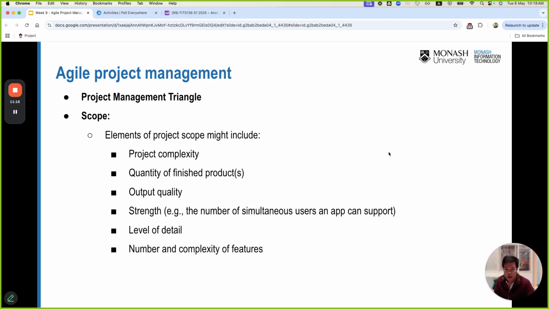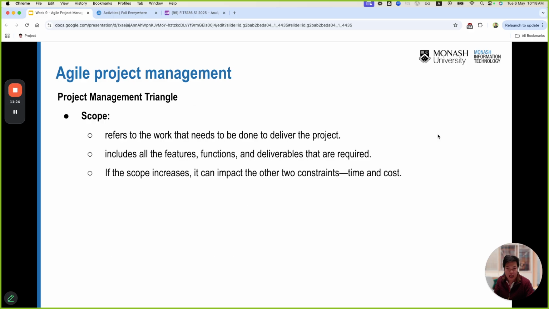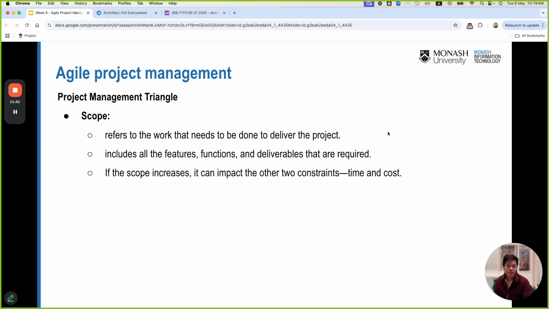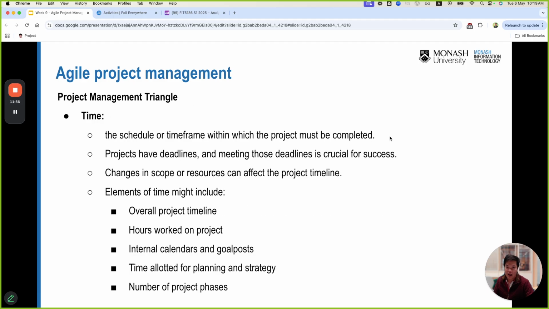And when we think about the scope of the project, it's not just how many features we need to implement. There are other elements we need to consider as well, including the complexity of the tasks, the quantity of the products, the output quality, and the levels of detail. It's not just that we implement only one feature, but that feature is extremely big, involving like 1,000 lines of code, and that means the scope is quite big. It's not just one feature, it's a huge, big feature, right?